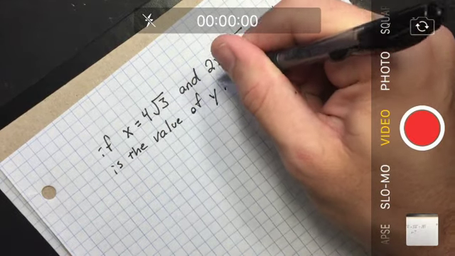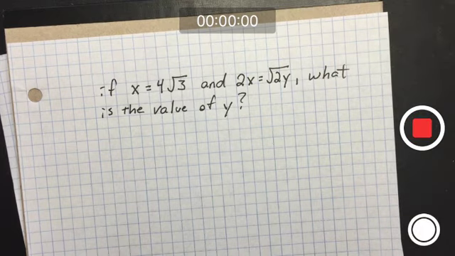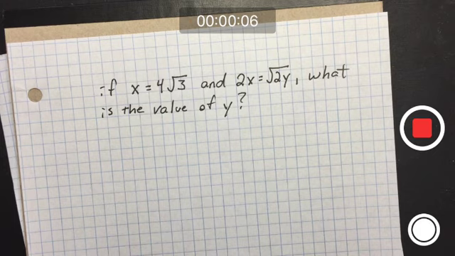Okay, here's a really great question. If x equals 4 rad 3 and 2x equals the square root of 2y, what is the value of y? Good luck. I'll give you guys like 2 minutes because I think this one might be a little bit tough.